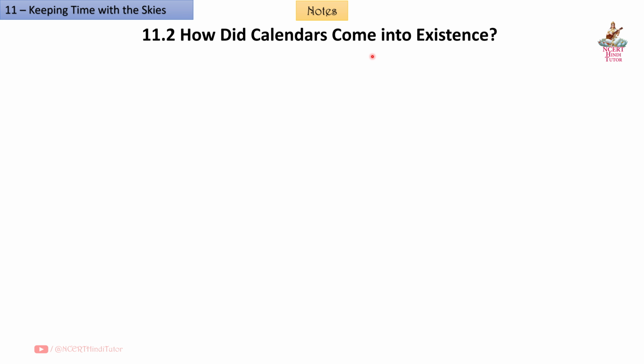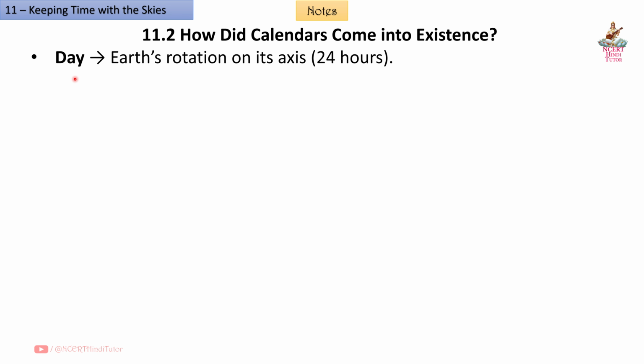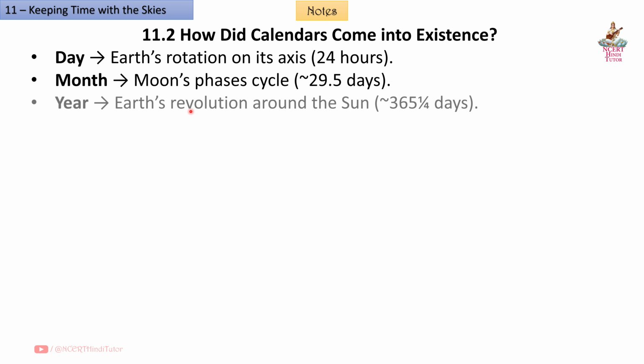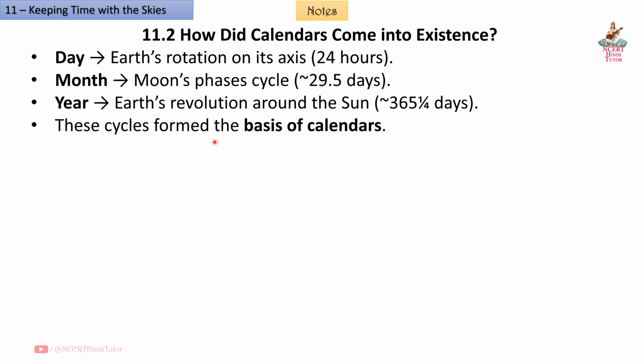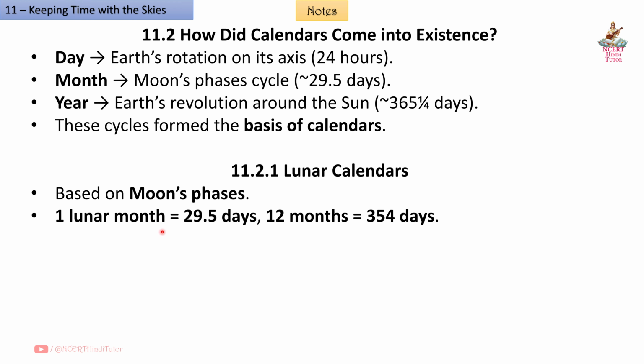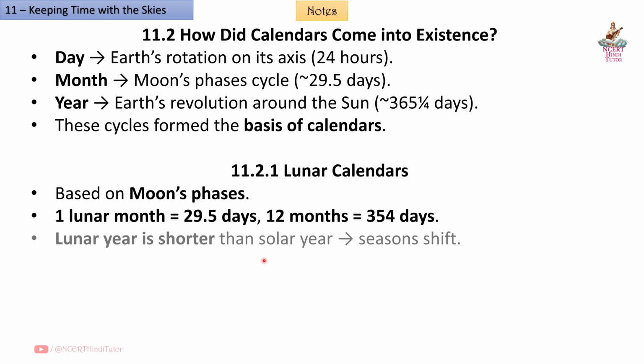11.2 How did calendars come into existence? Day, Earth's rotation on its axis, 24 hours. Month, moon's phases cycle, approximately 29.5 days. Year, Earth's revolution around the sun, approximately 365 and 1/4 days. These cycles formed the basis of calendars. 11.2.1 Lunar calendars. Based on moon's phases, one lunar month equals 29.5 days, 12 months equals 354 days. Lunar year is shorter than solar year. Seasons shift. Example: Islamic calendar.